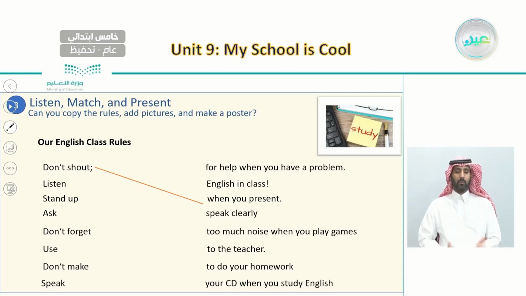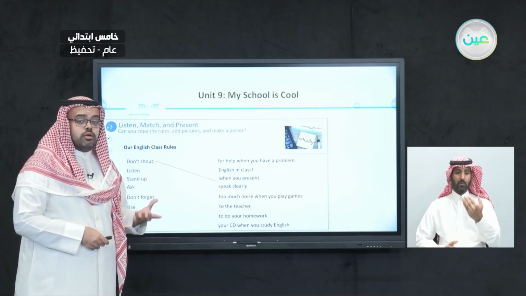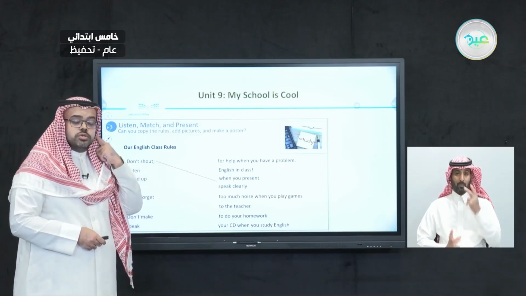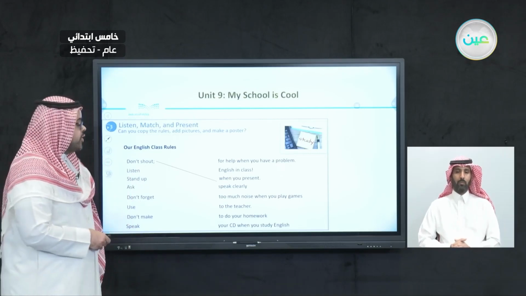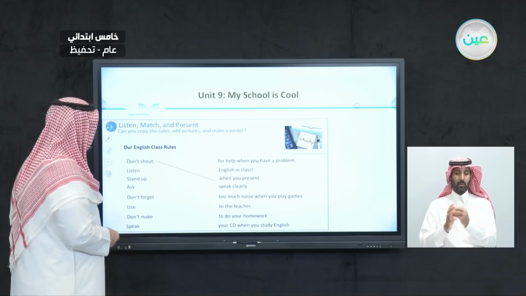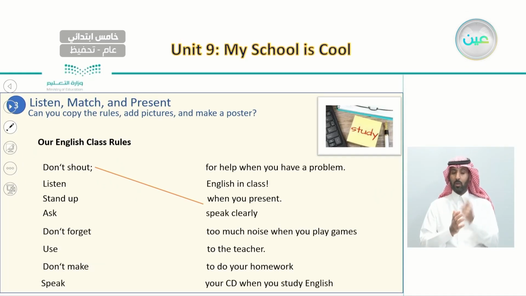Now we will do the same. I'm going to say the full rule, and what I would like you to do is, when you listen to the first part, to try to match it with the other parts. So if I say, for example, don't shout, speak clearly, then what you have to do is draw a line from here up to here. Now I'm going to read the second rule, and here I would like you to pay attention to it and also to match it. The second rule we have is listen.